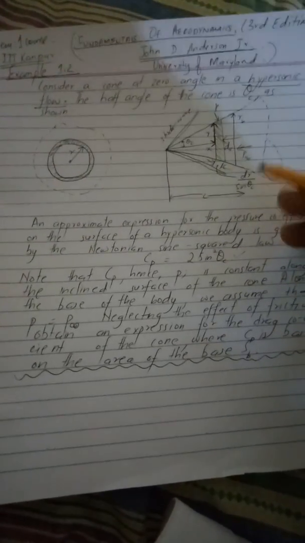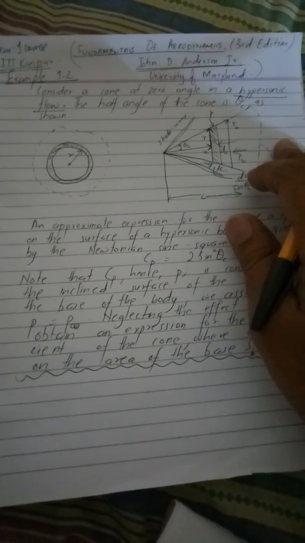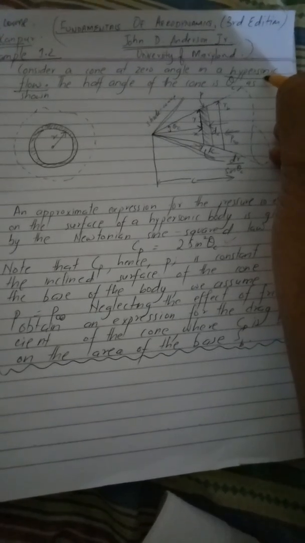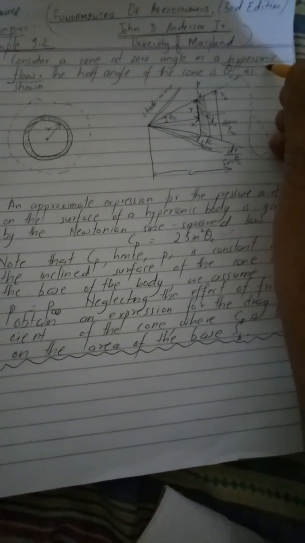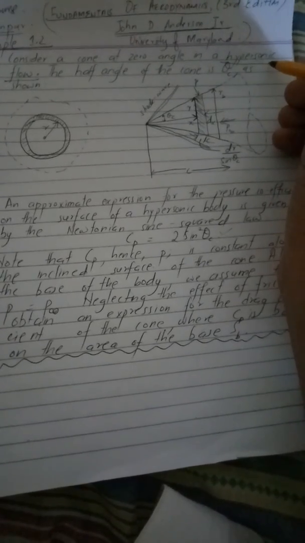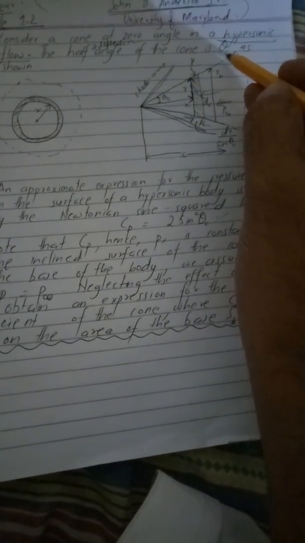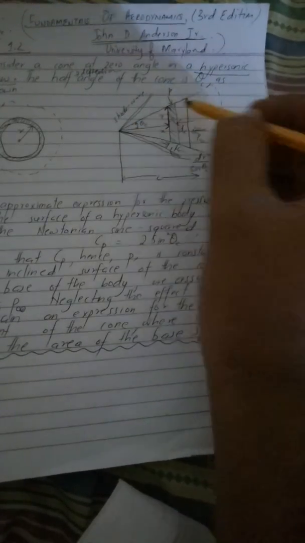So first of all, reading out the example: consider a cone at zero angle of attack in a hypersonic flow, where the body's speed is much greater than the speed of sound in the environment. The half angle, which is the half deflection angle of the cone, is theta c, as shown. This is the side view, a pictorial representation showing the cone.